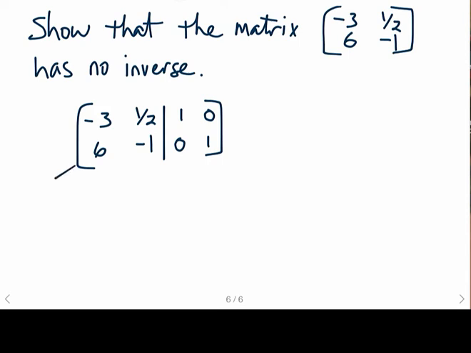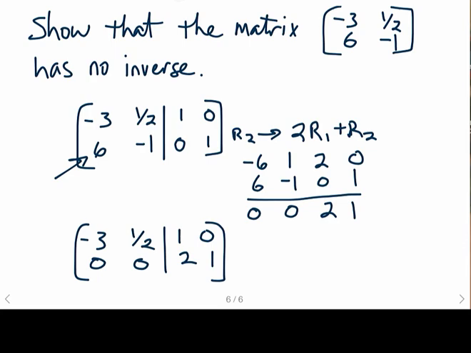I'm going for a 0 in the lower left corner. And so I'm going to replace row 2 by 2 times row 1 plus row 2. Let's see what happens. I end up with the bottom row of 0, 0, 2, 1. As soon as the entries on the left of the vertical line are all 0 in a row, then I know that no inverse matrix exists.